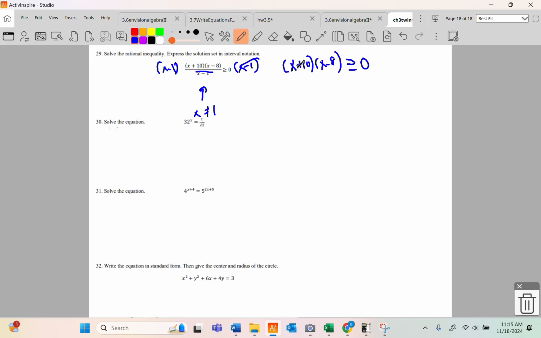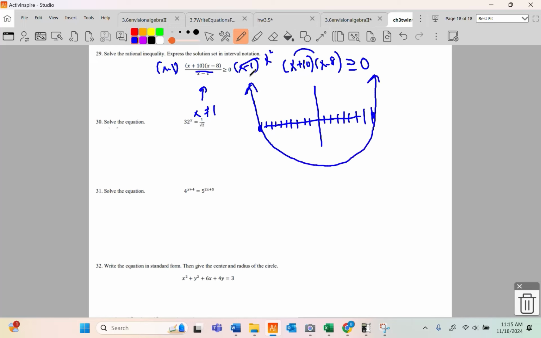And if you thought about the graph of this thing, x times x is x squared, I would have zeros at negative 10 and positive 8. And I'd look something like this. Now, there is this disclaimer that x can't be 1. That is a disclaimer. I'm going to put a hole on the graph. The good news is it's not affecting anything as far as I can tell.